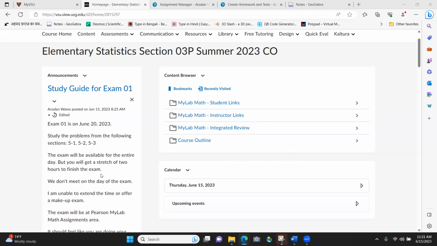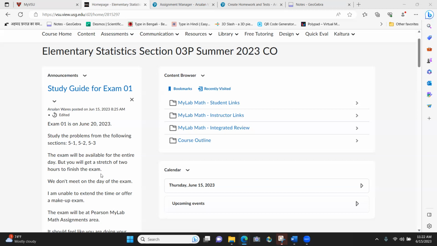It'll be available from midnight on June 20th till the end of the day. It'll be available for 24 hours, but you will only get 2 hours to take the exam. You can take it anytime on June 20th. I won't be able to give you an extension on time. The exam, I believe, shouldn't take you more than 50 minutes or 1 hour, but you will get 2 hours.